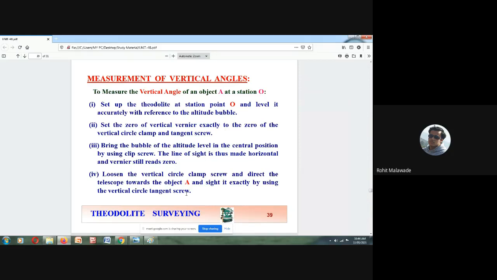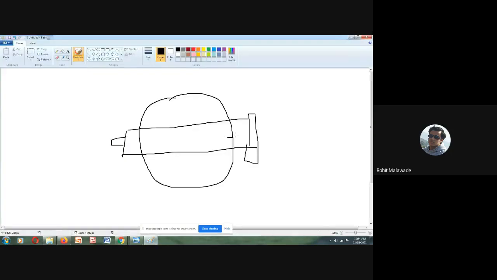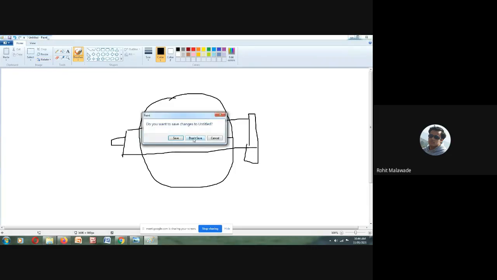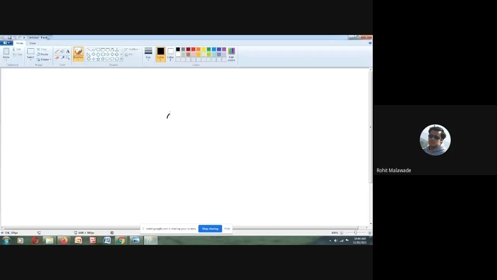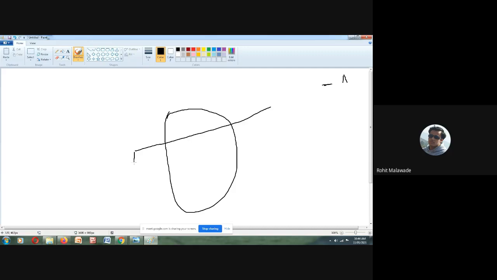Loosen the vertical clamp and screw and direct towards the telescope. Now, after making it zero, suppose you are going to look over here. Again, this is your vertical circle. Suppose the object is here at A. Now you will be rotating your telescope to look at that particular object.